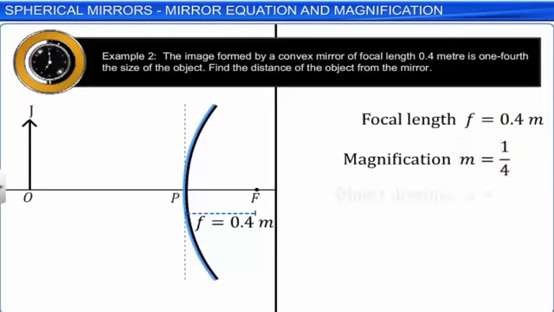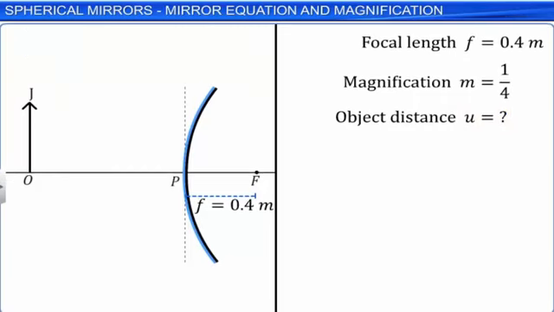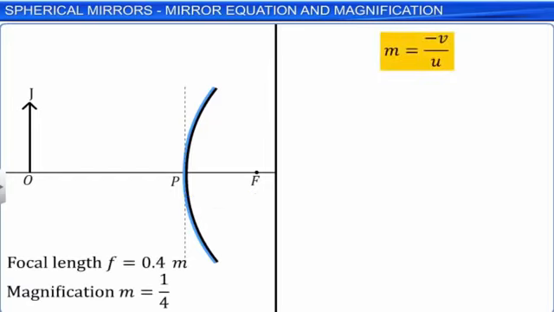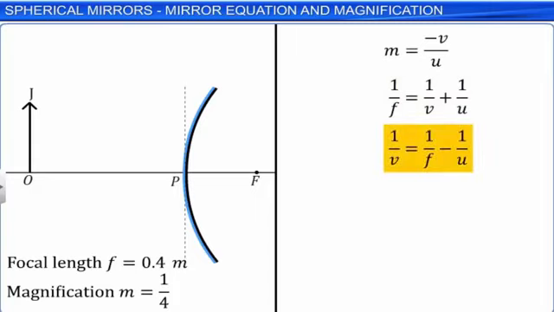f is positive because we are dealing with a convex mirror. Since a convex mirror always forms an erect image, m is taken as positive. We know that m is equal to minus v by u. According to the mirror formula, 1 by f is equal to 1 by v plus 1 by u. This can be written as 1 by v is equal to 1 by f minus 1 by u. Or 1 by v is equal to u minus f by uf.